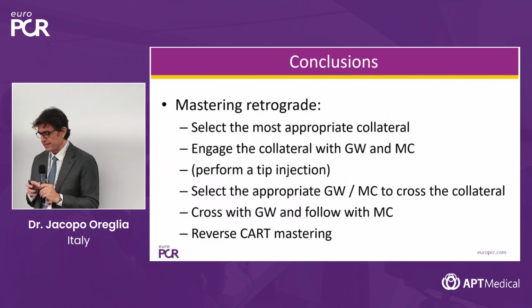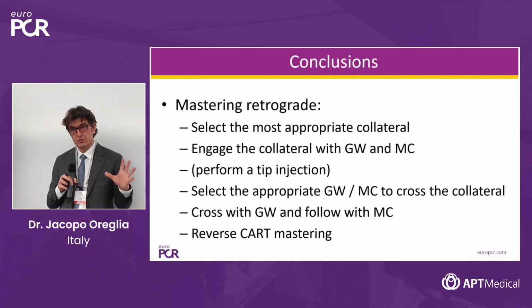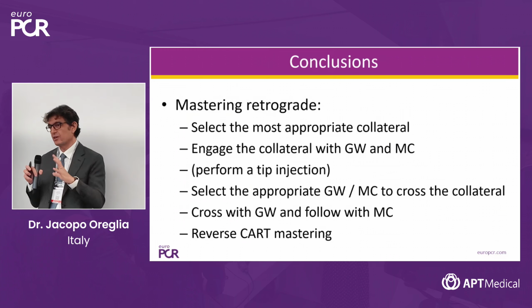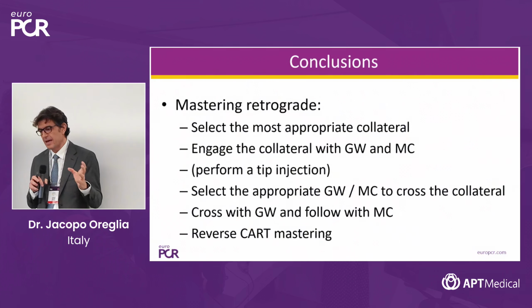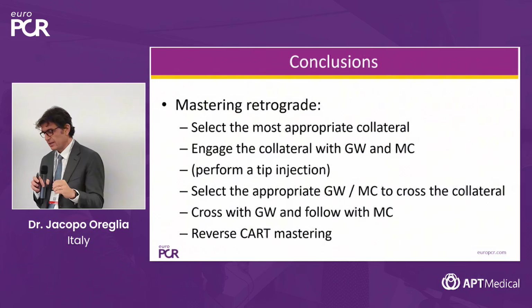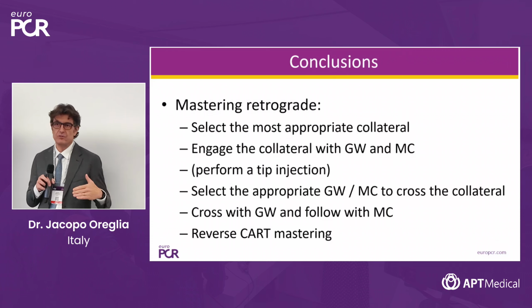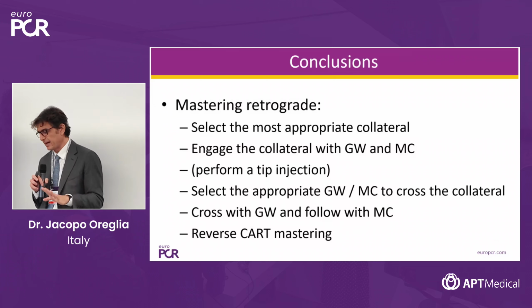So to conclude, I just stress what Dr. Tang already said. We need to select the most appropriate collateral, which depends on our experience. Engage the collateral with a workhorse guide wire and a microcatheter, do dye injection if we can, and select the appropriate guide wire to cross it. Also, the microcatheter needs to be used in the right way. And again, crossing with the guide wire is not done until you also cross it with the microcatheter. So keep quiet, keep calm, and go on very slowly in this situation.